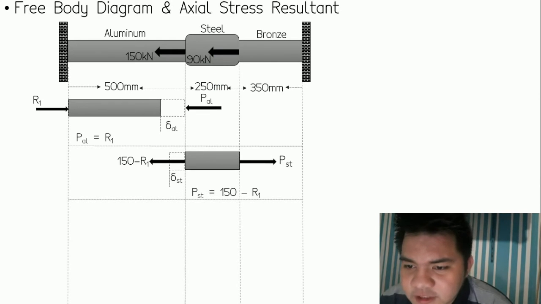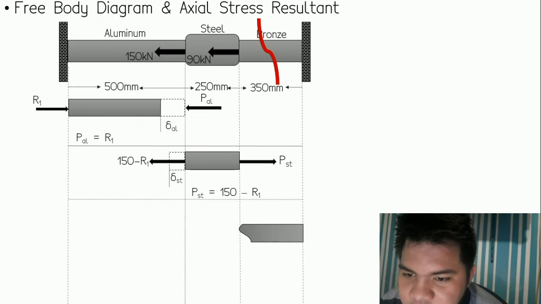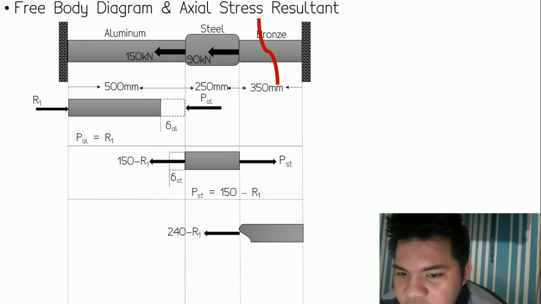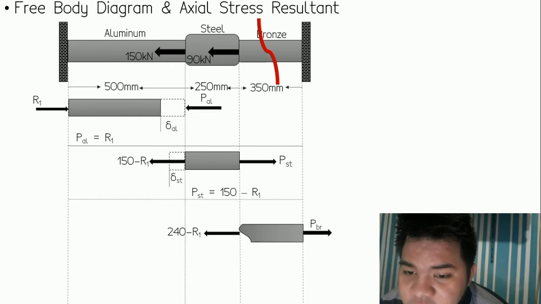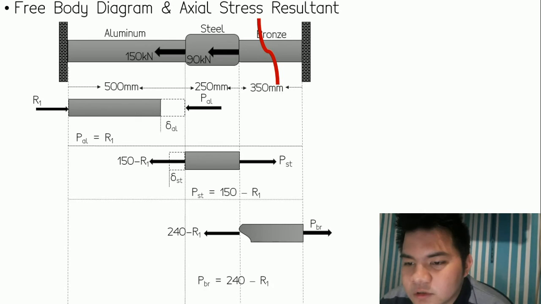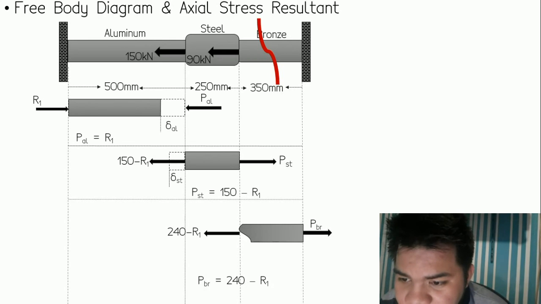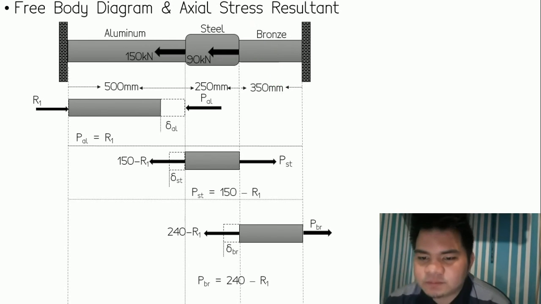Now, for the last material, bronze. If we cut the system here, we get 150 kN plus 90 kN minus R1 on this side. And to make this into equilibrium, we put the inner force of bronze here. So, we get the inner force of bronze, which is equal to 240 kN minus R1. The bronze will elongate by this much.